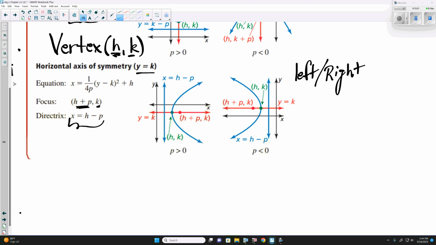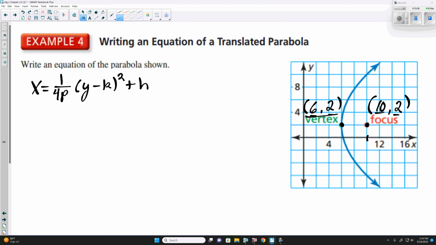But I want to bring this up because, again, this is reiterating that this is the correct equation. Because if we look at the vertex, 6, 2, our focus is 10, 2. Which value changed, the x or y? X, because we're going from 6 to 10, yes? The y values stay the same. That's also why we know it's x equals.